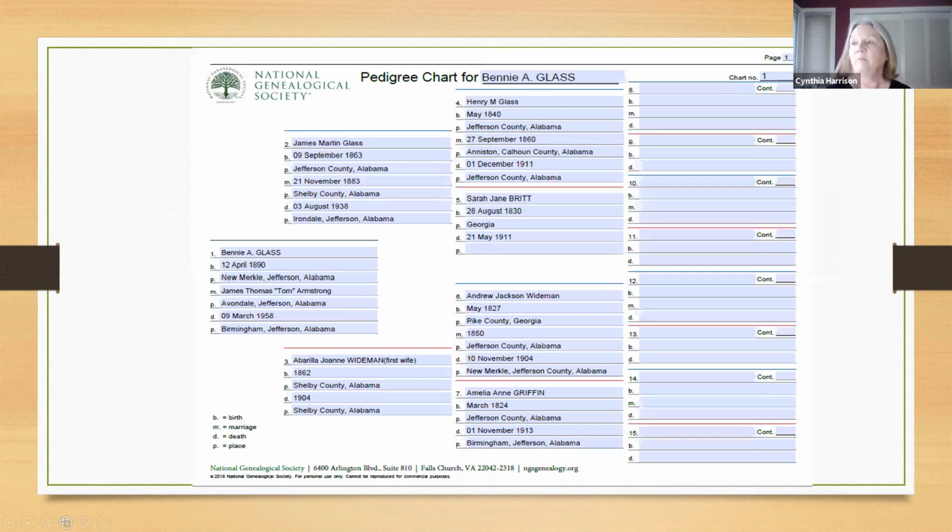So this is a pedigree chart that I started for my great-grandmother. And you'll notice that I've got her maiden name, Glass, in capital letters, and we'll discuss that shortly, with all the information that I have about her parents, and then their parents. And you'll notice that there are places that aren't complete, such as maybe it just has a year. There's not a location for Sarah Britt's death. We haven't found exactly where she died or where she was buried.